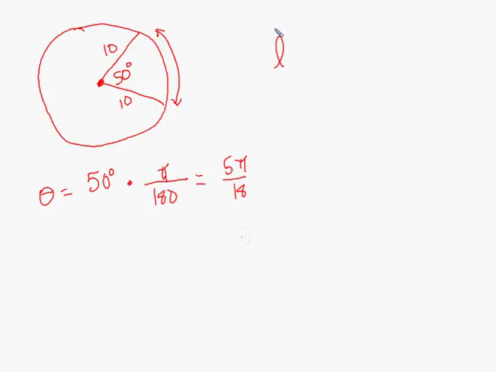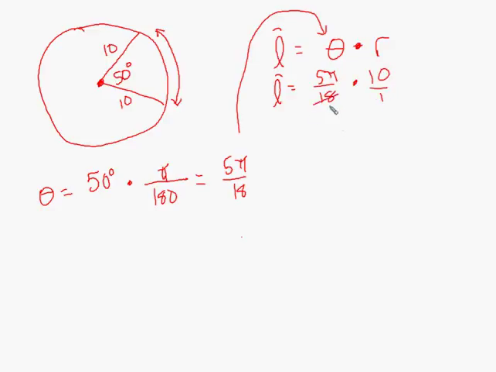My formula is theta times radius. It is a very simple formula. All I put in here is my angle. 5 pi over 18 times my radius, which is 10. I can cross cancel, so I will. Divide that by 2 and that by 2. And I get arc length is 25 pi over 9. That's the exact answer. And then I can go ahead and put that into my calculator and get an estimate.